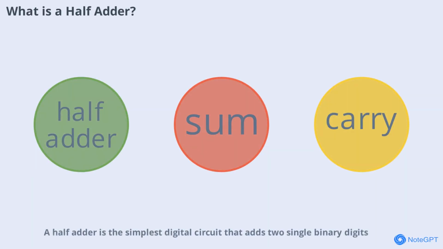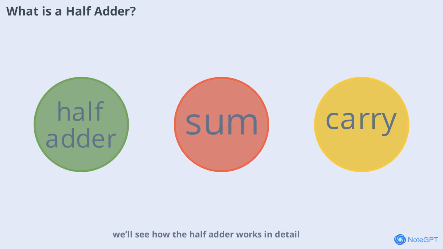Half adder is the simplest digital circuit that adds two single binary digits. It produces two outputs, the sum and the carry. The sum represents the basic addition result, while the carry indicates if the sum exceeds the value that a single bit can hold. Half adders are essential for understanding more complex adders and are often used as building blocks in larger circuits. They don't handle carrying values from previous additions, which is why they're called half adders. Next, we'll see how the half adder works in detail.